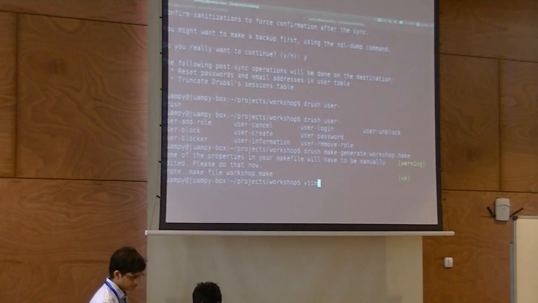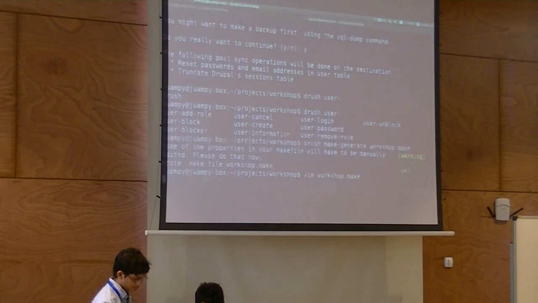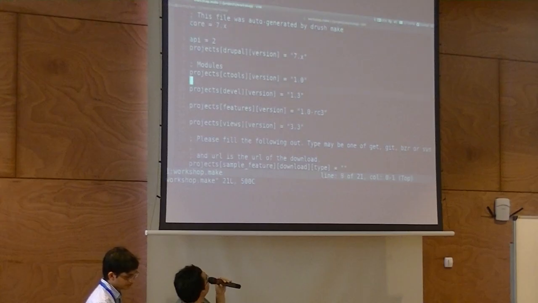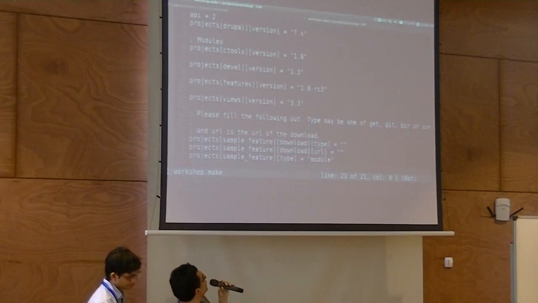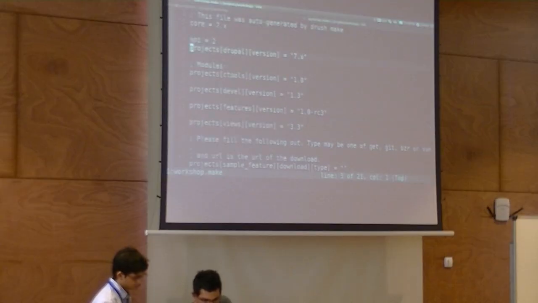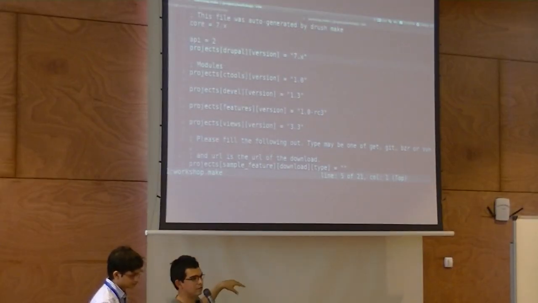Okay, so this is done. And if I open workshop.make, here's my file. It's basically listing all the modules I have. And if I take this file and I say Drush make this file, it will download Drupal core. Well, I don't know if it's listed at the top. Yeah, it will download Drupal 7 and all this list of modules, and just leave it like that. Okay.